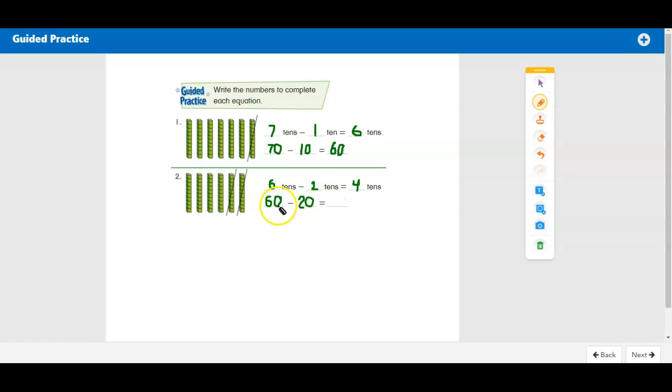When you subtract 60 minus 20, our answer is 40. 6 minus 2 is equal to 4. 60 minus 20 is equal to 40. Now let's look at your independent practice to see how they would like for you to solve.